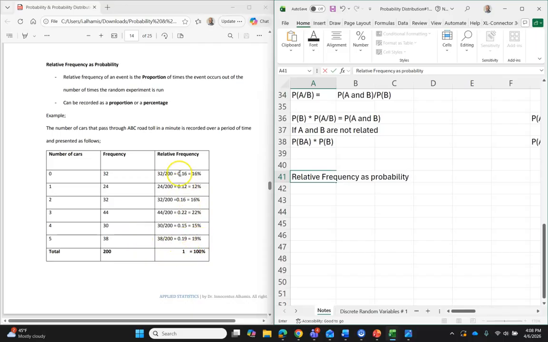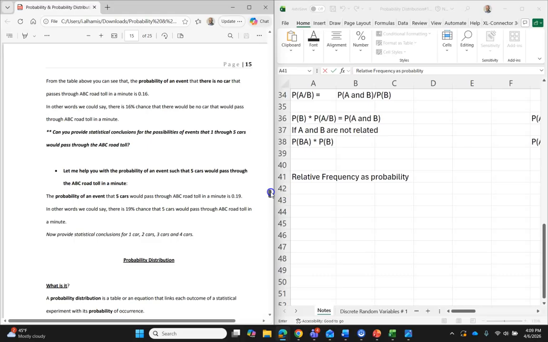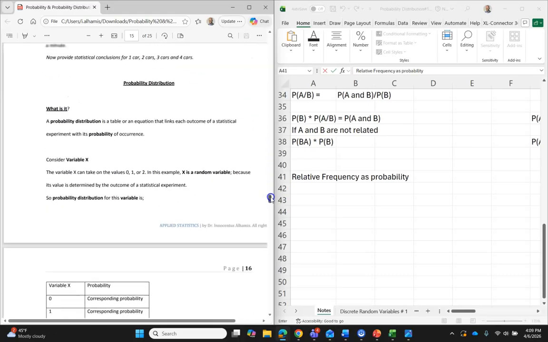When you add their decimal values, they will sum up to 1. And when you add their percentages, they will give us 100%. So relative frequency will also give us probability, because it gives us the percentage of occurrence of an event, and we know that a percentage is a probability. Now let's see what next we need to learn.